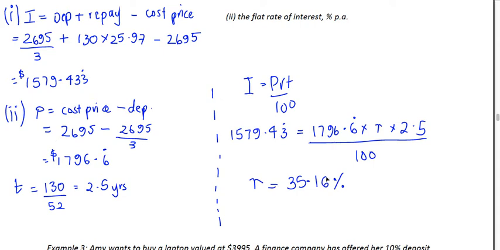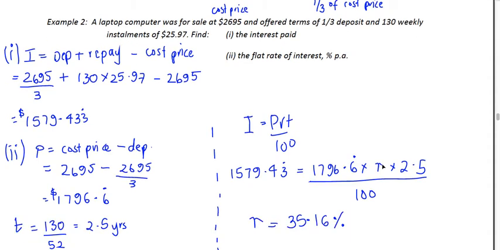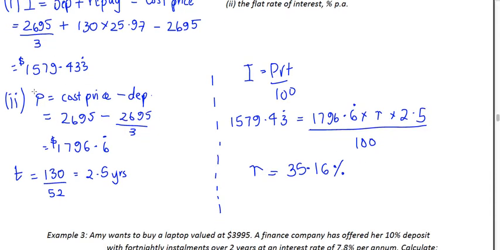But if you are unaware, if you're vulnerable, if you're not capable of, say, calculating these rates yourself, you could be stuck in an agreement that is basically ripping you off in a way, because this is a really high interest rate. It's not what we want. So that is on the laptop, the $2,695 laptop. We are paying a huge amount of interest on that agreement.